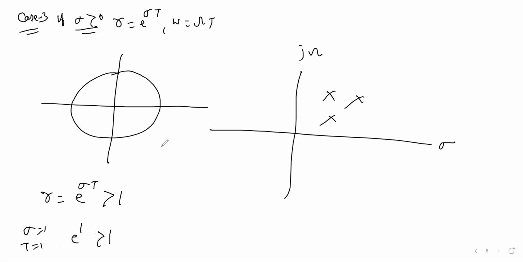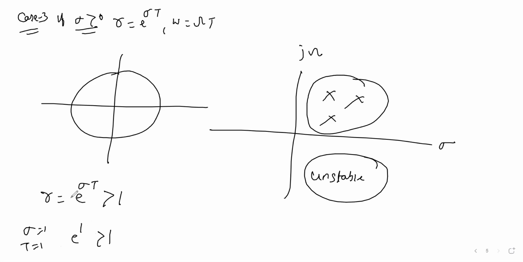Now, the poles lie in the right hand side. Then what type of system is this? Unstable system. And obviously, when r is greater than 1, it means poles lie outside of the z-plane, outside of the unit circle. When poles lie outside of the unit circle, then it is also an unstable system. So, unstable in the analog domain maps to unstable in the digital domain.